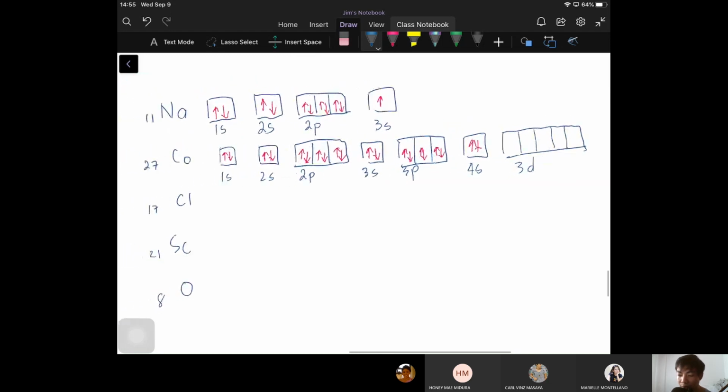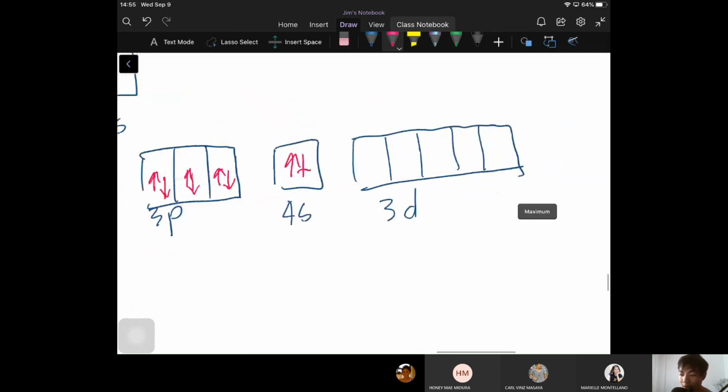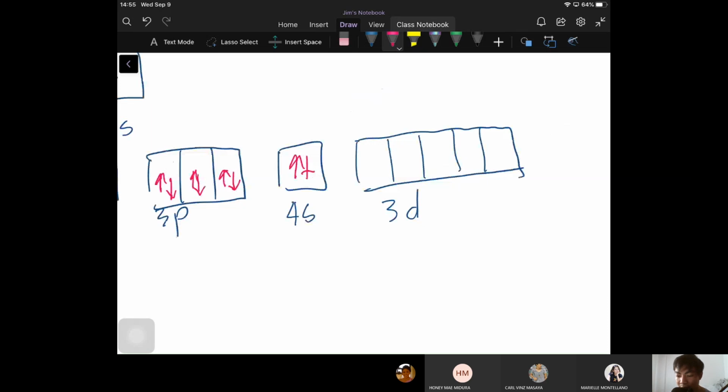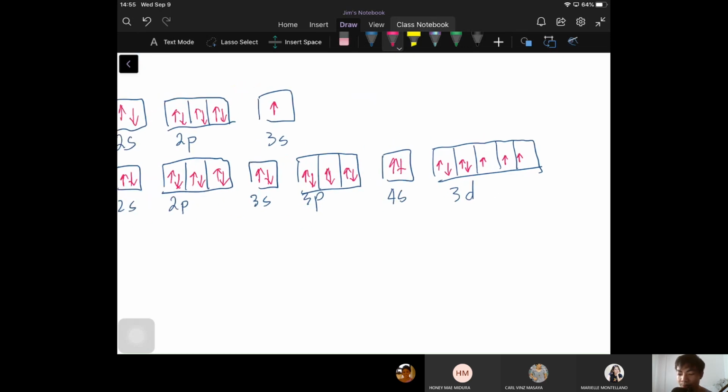So, ilalagay ko yung electrons. Ilan na ba meron ako? 2, 4, 6, 8, 10, 12, 14, 16, 18, 20. 7 na lang. So, I will place my 7 electrons here. Again, up muna before mag-pair. 1, 2, 3, 4, 5, 6, 7. So, I end up here. So, this is my last electron.